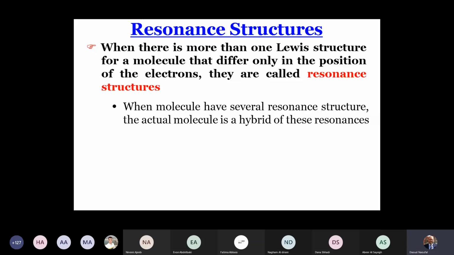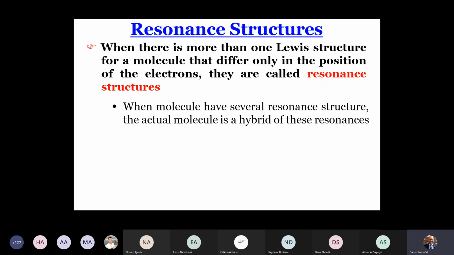What is the common between these two structures? First, we have the same total valence electrons. Second, we have the same order of atoms. In the first, we have OCO. In the second, we have OCO. This is the common between the two structures. What is the difference between these two structures? The difference is the distribution of the valence electrons.